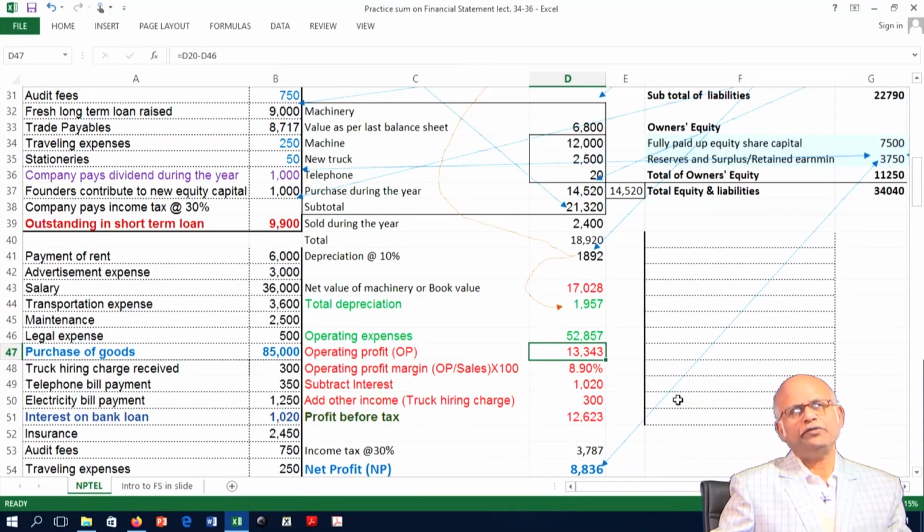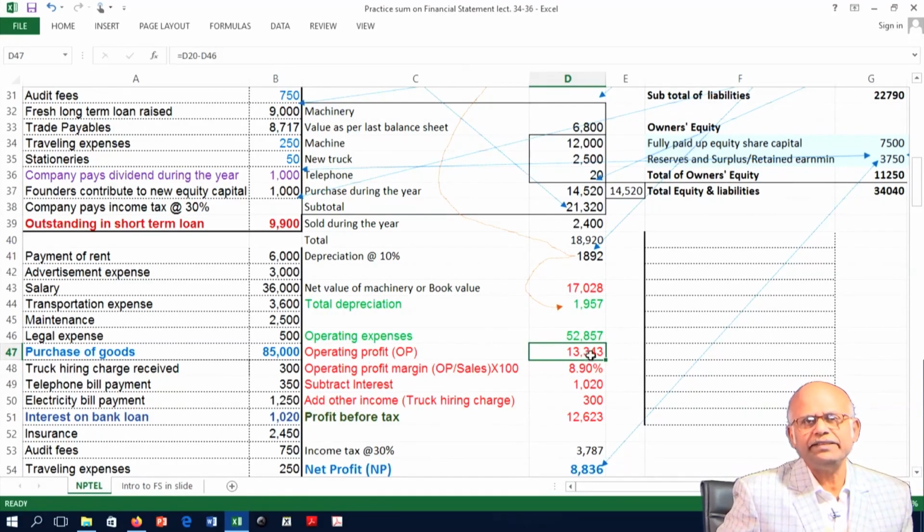With operating profit, you add back depreciation and amortization, you get EBITDA, earning before interest, because interest we have not yet deducted, before tax not yet deducted, but then depreciation and amortization had been deducted. So, you add depreciation amortization with operating profit, you get EBITDA. I have not shown it here.